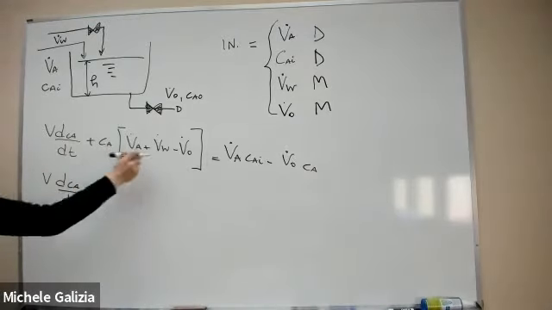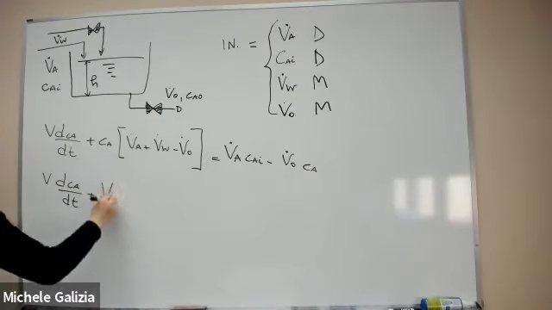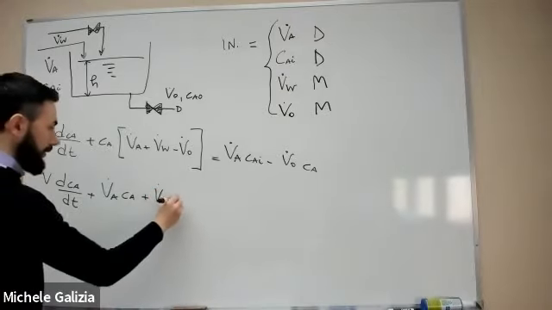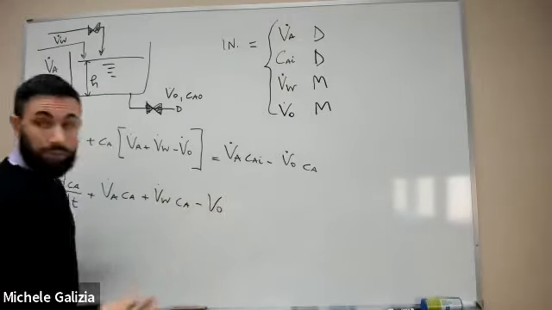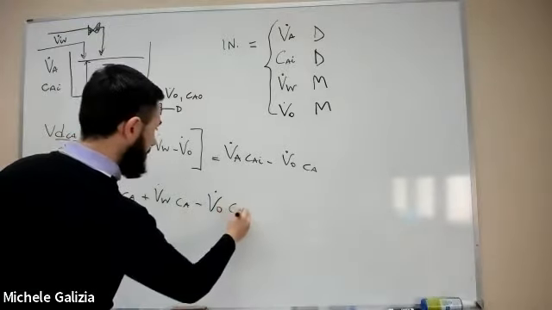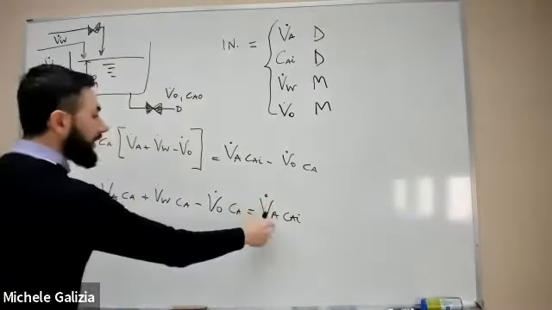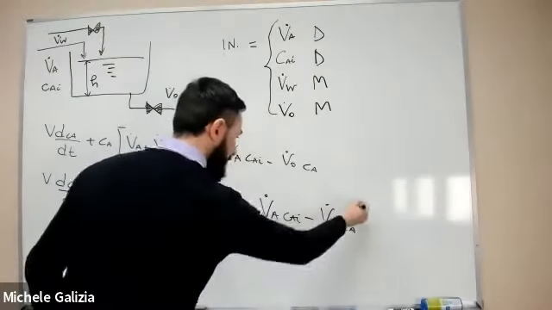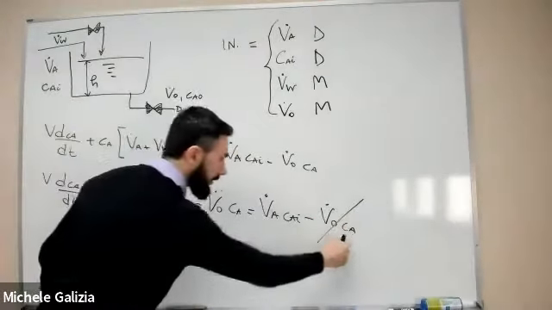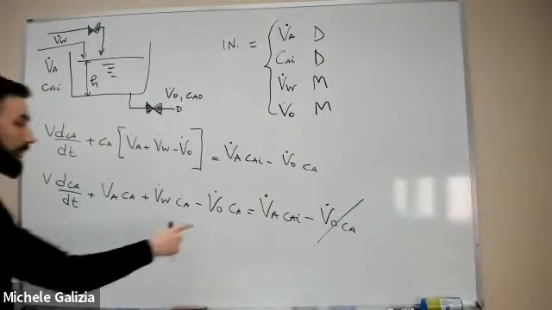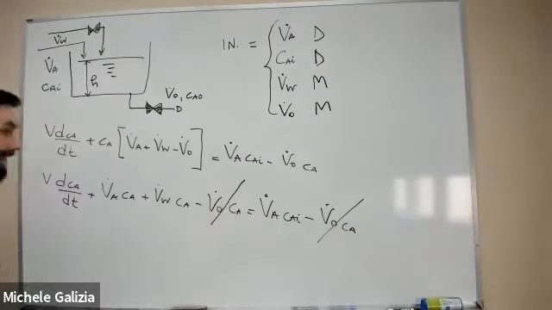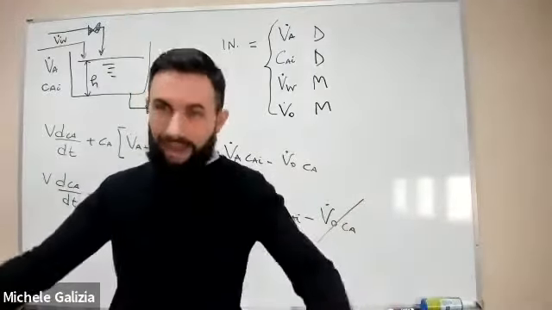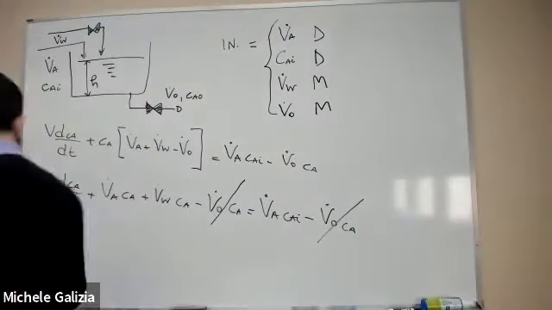So let's develop this product. VA dot CA plus VW dot CA minus VO dot CA equals VA dot CAI minus VO dot CA. The VO dot CA terms cancel out, exactly as happened in the CSTR and in other perfectly mixed systems.